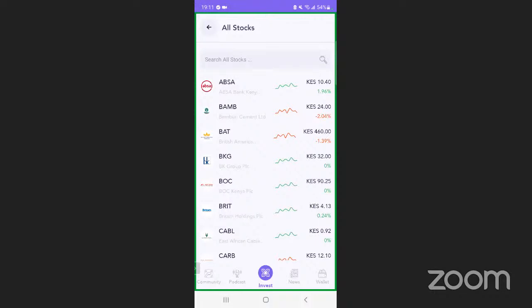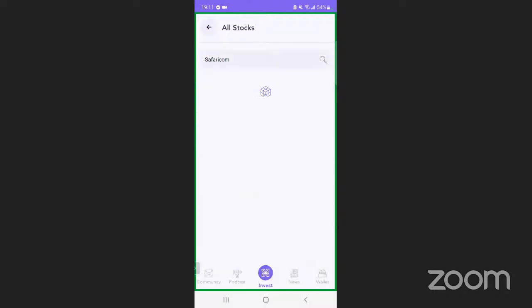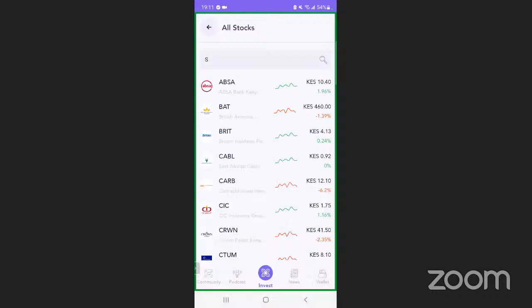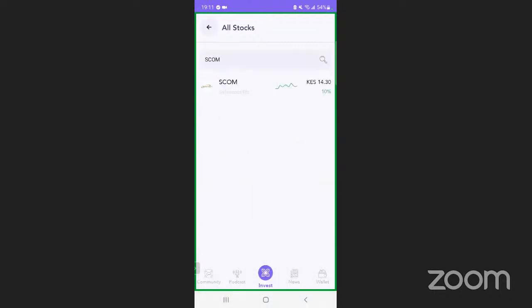If you want to buy a stock, you can either search for the stock by name. So if it's Safaricom, you will search using the name Safaricom. Or you can use ticker symbols. Ticker symbols are a combination of letters that represent the stock. The ticker symbol for Safaricom is SCOM. So just type SCOM and you'll get Safaricom.